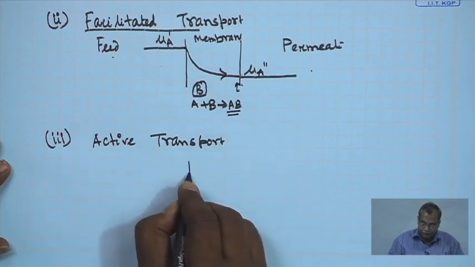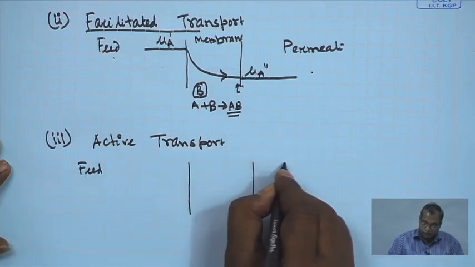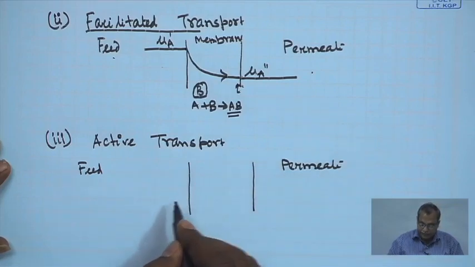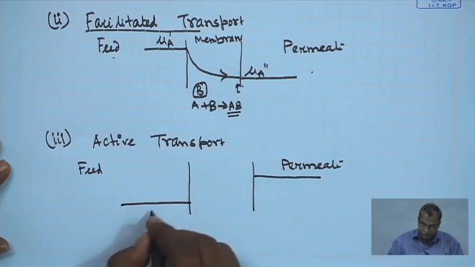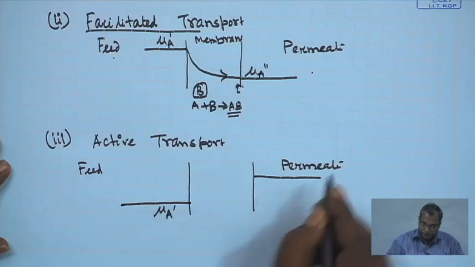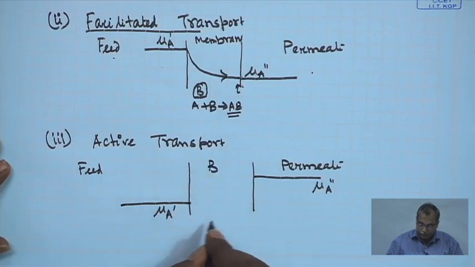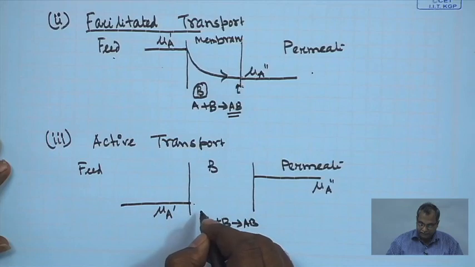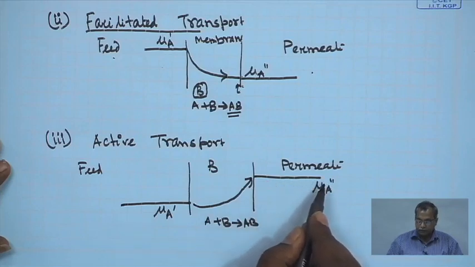In case of active transport, the solute is transported from the feed site to the permeate site by active transport. So, it is being transported against its potential difference. So, the chemical potential of A in the feed site is mu A prime, and that in the permeate site is mu A double prime. So, there will be an agent here who will again make a complex with A, and then it will be transported, and that will be giving you the activation energy, and this will be transported against the driving force, and then it will be dissolved to the permeate site.